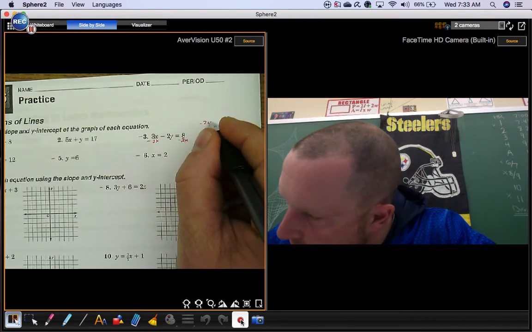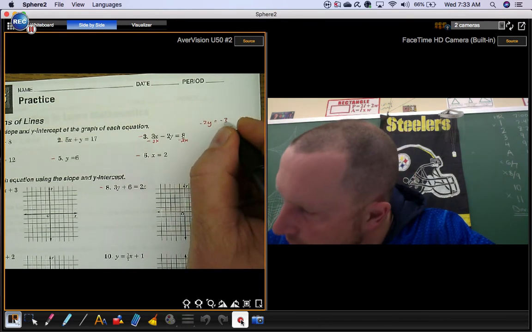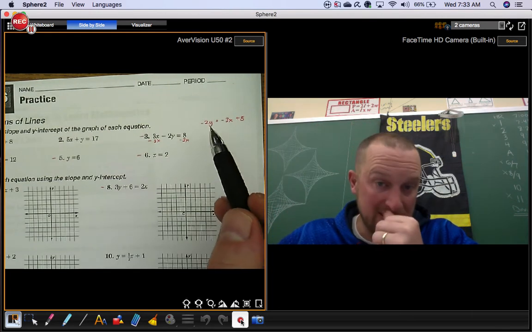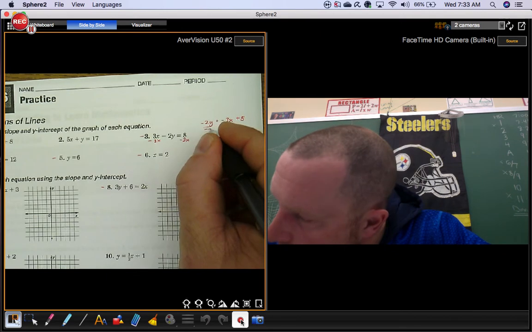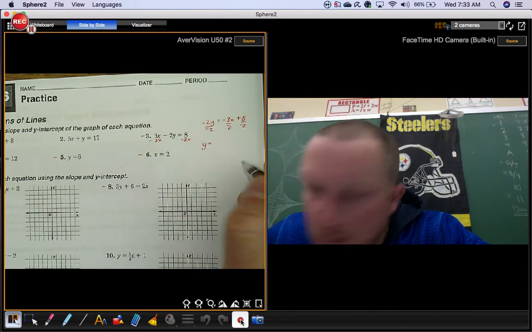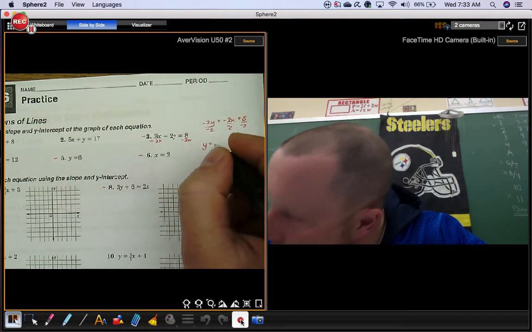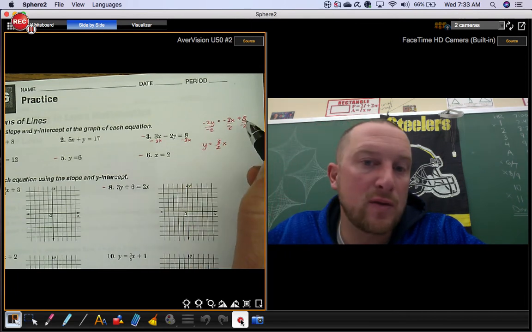That's going to give you negative 2y all by itself on the left. And on the right side, we're going to have negative 3x plus 8. You want y by itself, so we're going to divide everything by negative 2. And when you do that, you're going to get y by itself. So we're going to have y equals negative divided by negative, that's a positive, 3 halves x. And then you have a positive divided by negative. That's going to give you a negative 4.